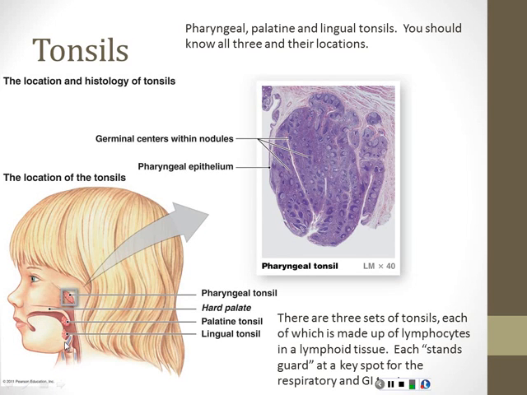And then the last pair, you can't see in the mirror, but they sit just at the base of the tongue. So this is the tongue. And behind and down, sort of in the crook between the tongue and the epiglottis here, is the lingual tonsils. So we have pharyngeal, palatine, and lingual. And all 3 sort of are at key spots where infection might enter the body.